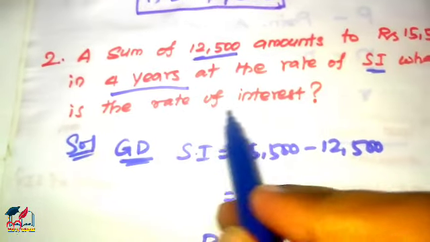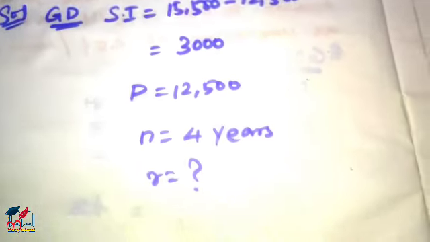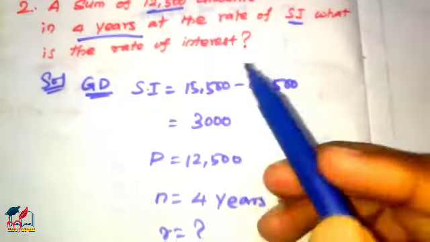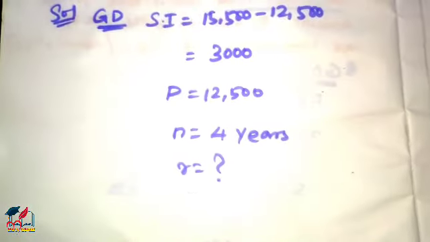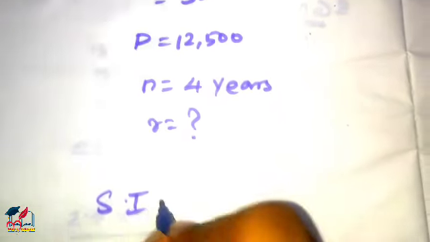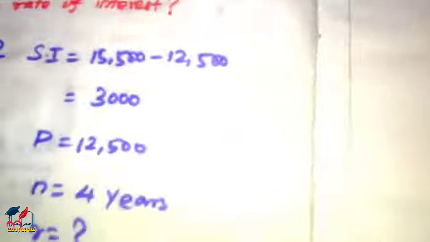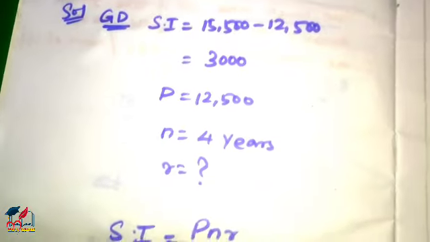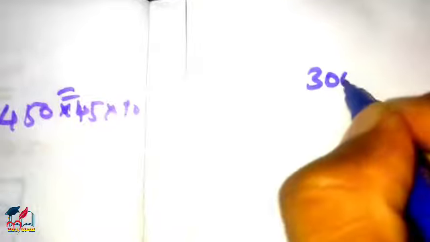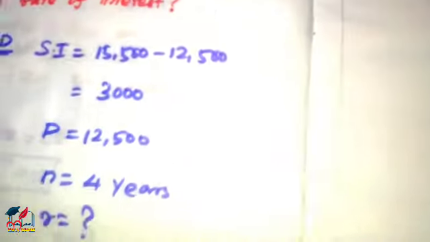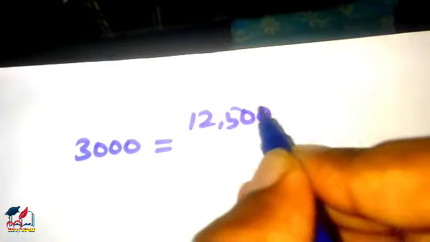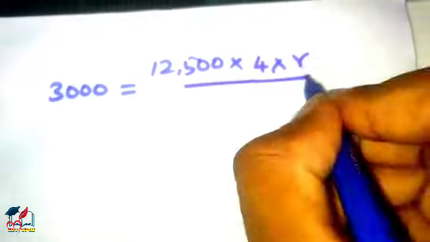And then we have to calculate rate. What is the rate of interest? So we have been given SI, P, N and then we have to calculate R. Let us write the simple interest formula. SI is equal to PNR divided by 100. We can substitute these values. SI is equal to 3000 and then value of P is equal to 12,500. Value of N is equal to 4 years. We have to calculate R.